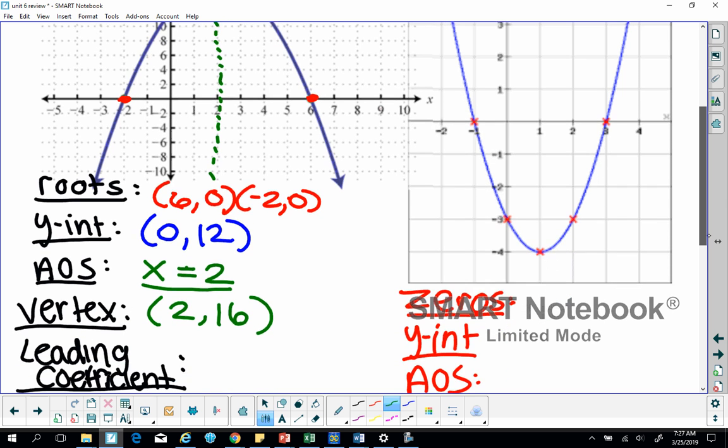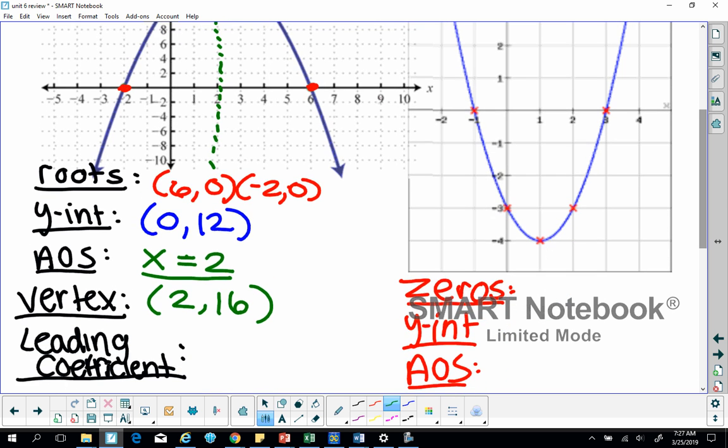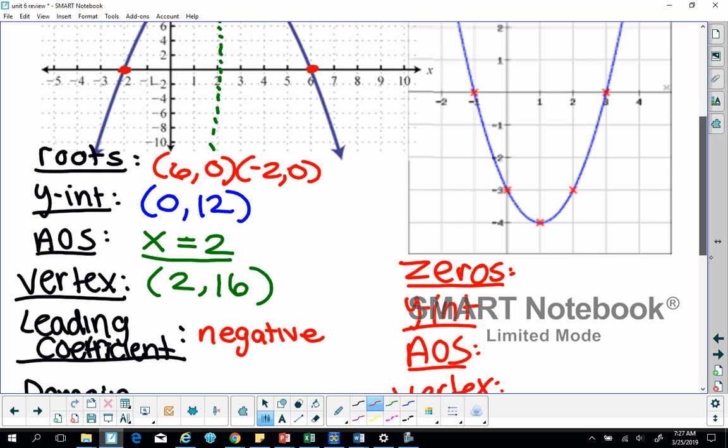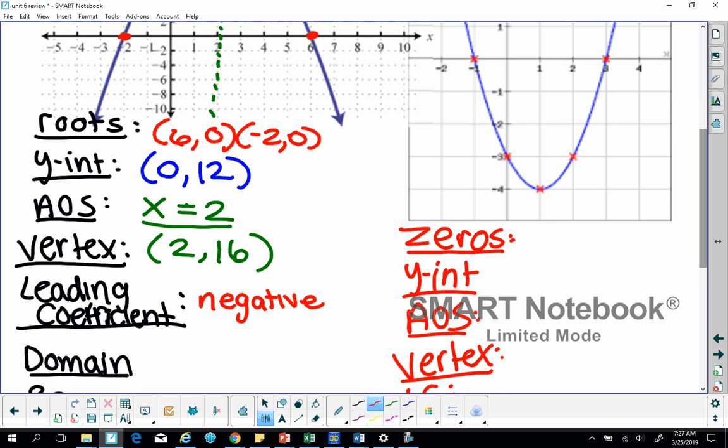Next one. Leading coefficient. Is that a positive Patricia or negative Nancy? Negative Nancy, right? So we know since it's concaving down, it's negative. Next one is domain. What's always a domain? Negative infinity to positive infinity. So those are always our domains for quadratics.